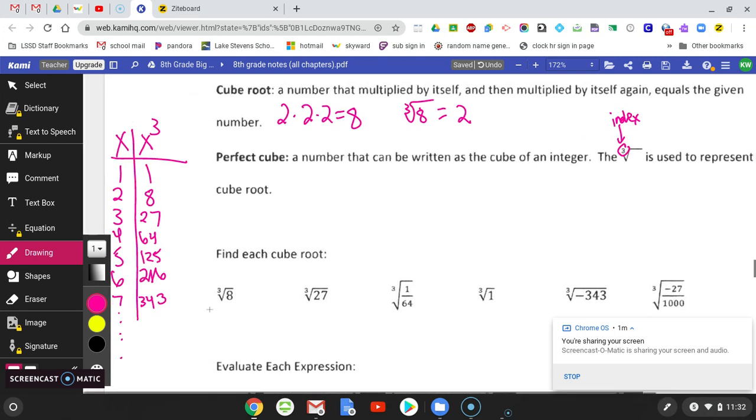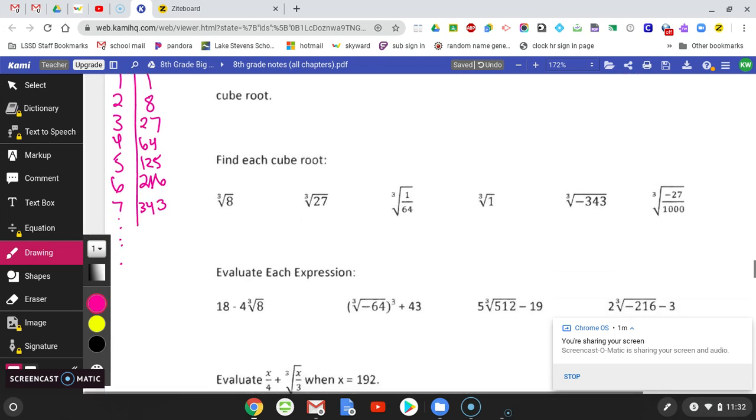All right, so find each cube root. What is the cube root of 8? Well, that would be 2. What is the cube root of 27? Well, we can see that would be 3, because 3 times 3 times 3 is 27.